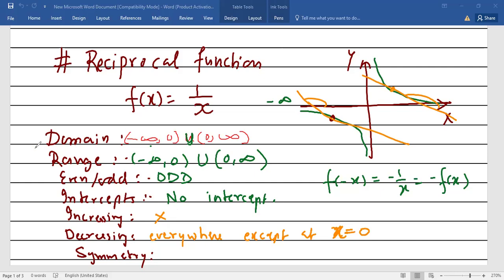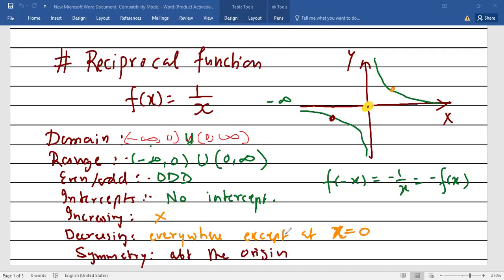Okay, what about symmetry? Whether there is any symmetry? Is there symmetry along the x-axis? No. Y-axis? No. See, understand this thing. If it is symmetric about the x-axis, the graph should look like this. If it is symmetric about the y-axis, the graph should look like this. So what kind of symmetry would this be then? About the origin. Yes, yes. About the origin.